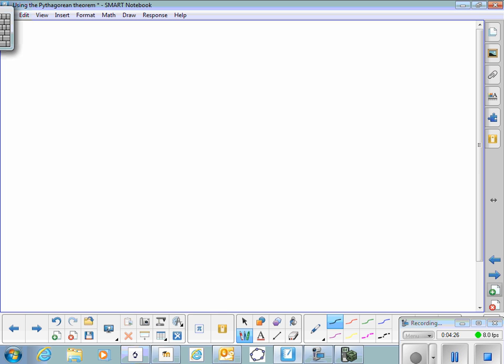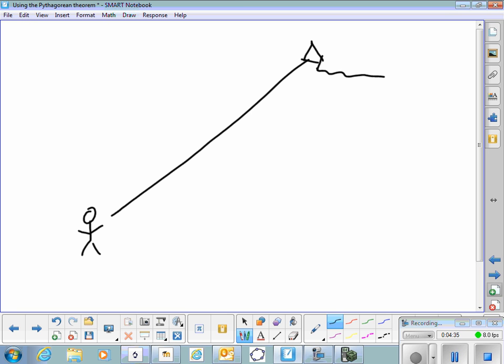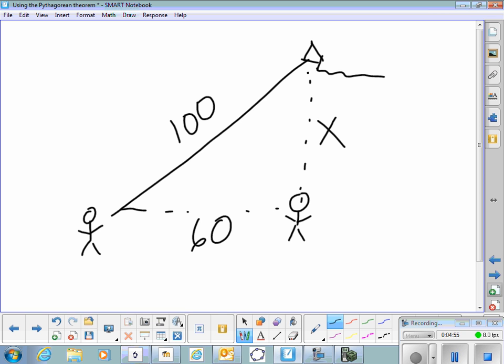So let's draw a picture. So we're flying this kite, and there's this person 60 feet away from us, right below it. So this distance here is 60. This distance here is 100. The string on the kite is 100 feet. And we don't know this one, so we'll call it X or B or A or something. But we do know that x squared plus 60 squared equals 100 squared.